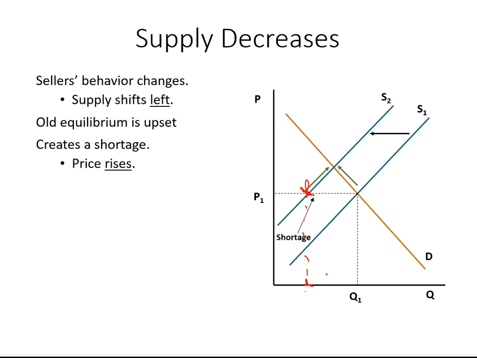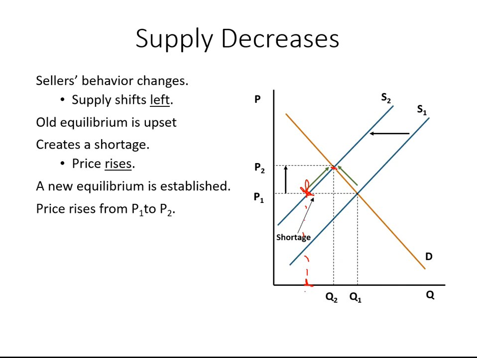So when will they stop? The equilibrium point will move along the curve until they find their new equilibrium point, which is the intersection between the supply S2 and D, here. This will be the new equilibrium point. What we found is that at the new equilibrium point, the price has increased from the original P1 to P2. If you look at the equilibrium quantity, it has dropped from Q1 to Q2 in order to close that shortage gap.